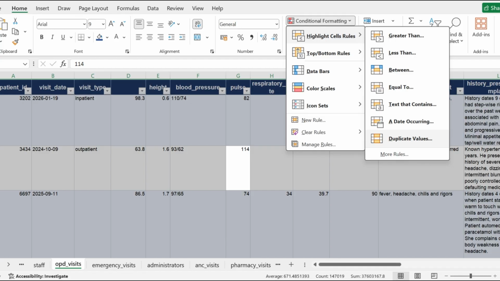It's important to remember that not all duplicate values are necessarily duplicate records. For example, multiple patients may share the same diagnosis, and a patient may legitimately have multiple visits. Therefore, duplicates should always be interpreted within the clinical context.